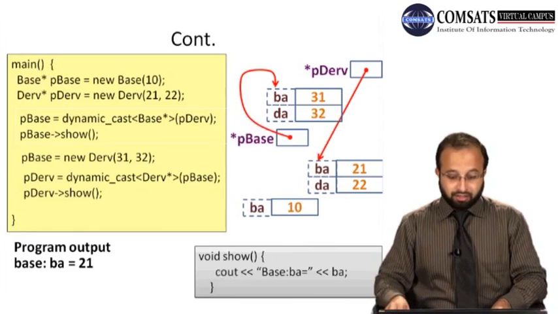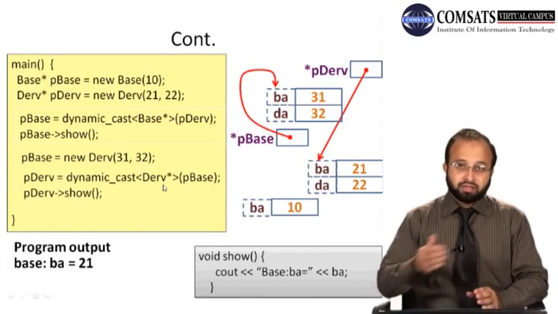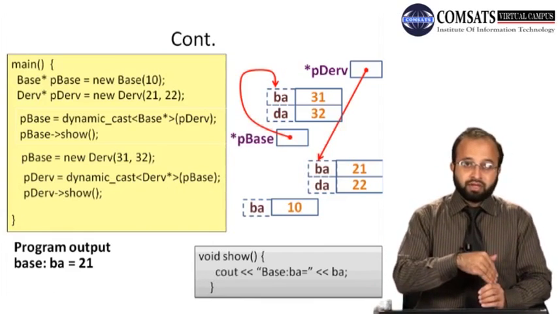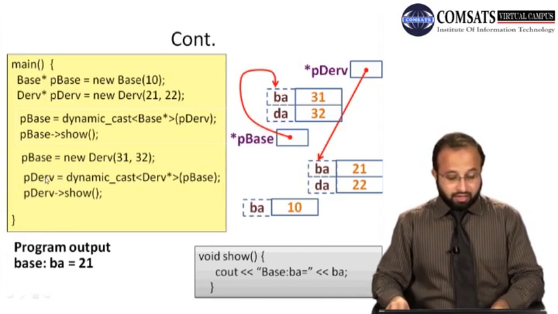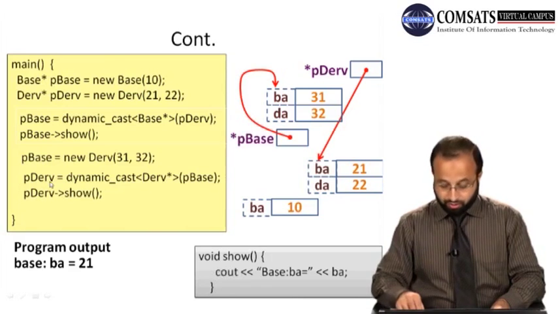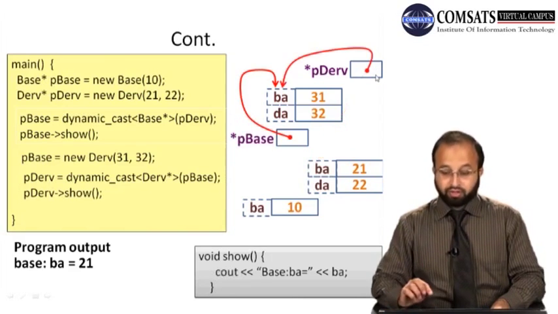But after the execution of this statement, that is, you are type casting the p base pointer into the derived class type. जो बेस टाइप का पॉइंटर है उसको आप ड्राइव क्लास टाइप के पॉइंटर में कन्वर्ट कर रहे हैं और असाइन कर रहे हैं p drv पॉइंटर को। Now this pointer p drive pointer points to this memory location.